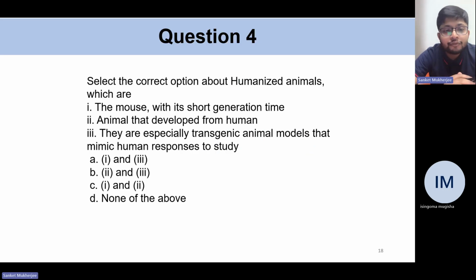Now, coming to question number 4, select the correct option about humanized animals, which are: 1, the mouse with its short generation time; 2, animal that developed from human; 3, they are especially transgenic animal models that mimic human responses to study. So is it option A, 1 and 3; option B, 2 and 3; option C, 1 and 2; or D, none of the above? I'll give you a minute to think on this and then we will be answering. We'll discuss the answer.